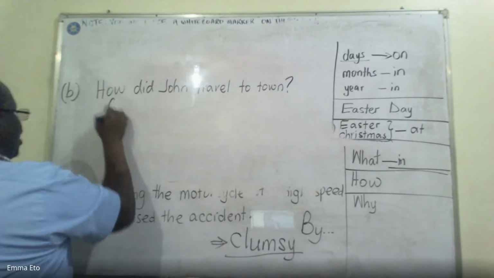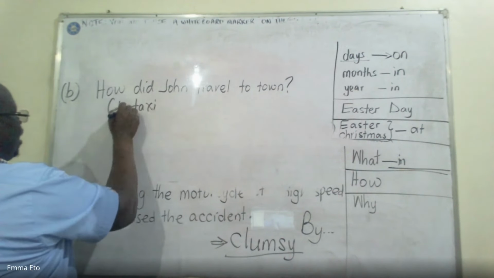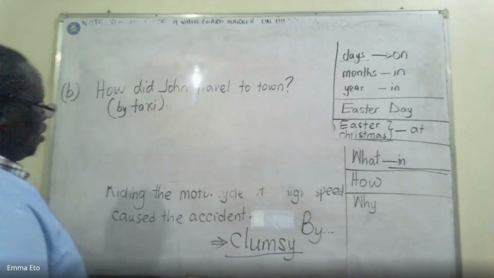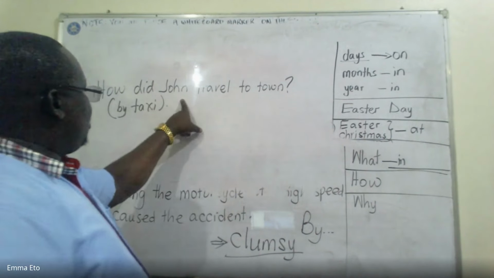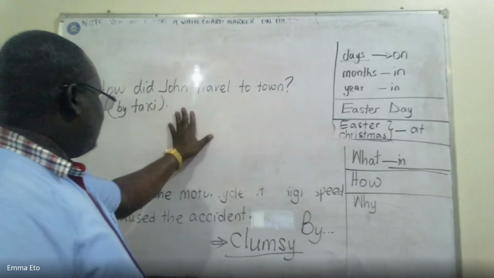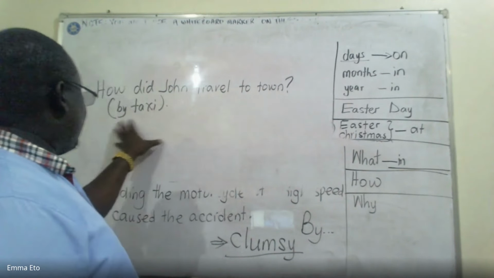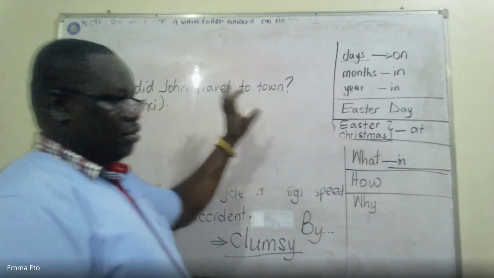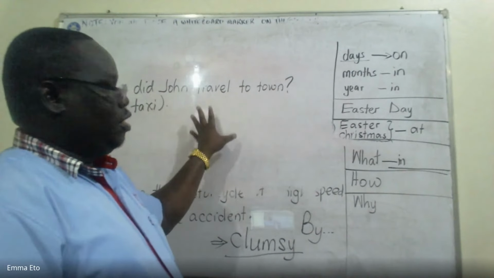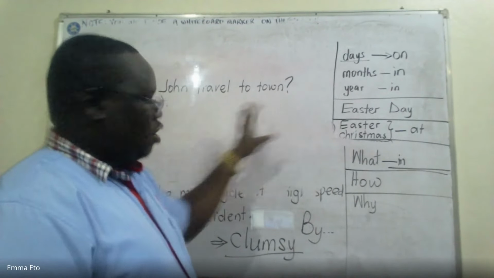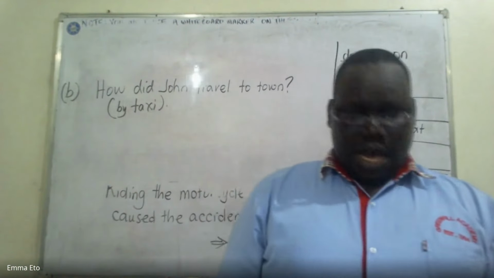And there's an idea of "taxi" or "by taxi." You just pick the idea direct. John traveled to town by taxi. As simple as that. How did John travel to town this morning? John traveled to town by taxi. John traveled by taxi. As simple as that.